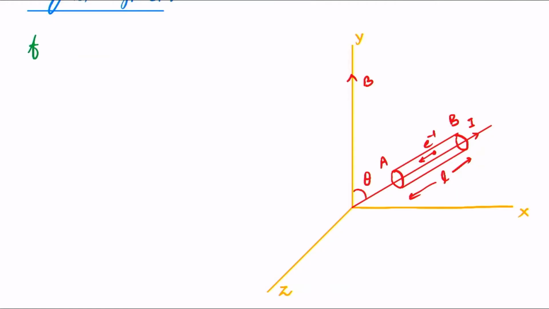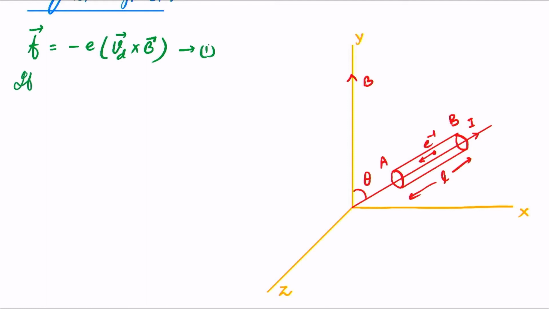That force can be expressed as f. I'm writing it with a small f because this is the force on a single electron. That is equal to minus e, where e is the charge, that is q, and the negative sign is there since it has negative charge, times Vd cross B. We know that Vd is the drift velocity here, and B is the magnetic field. Say this is equation number 1.